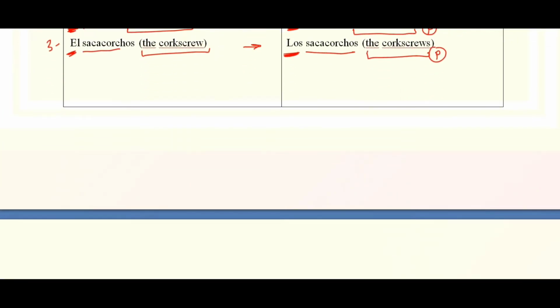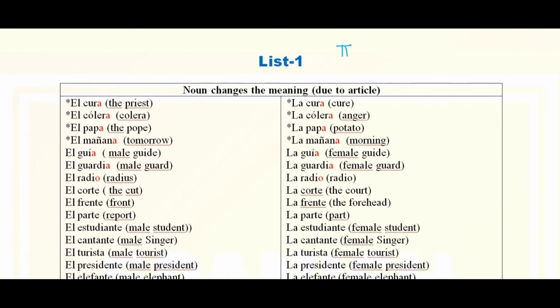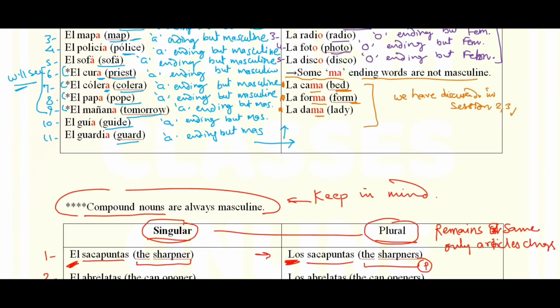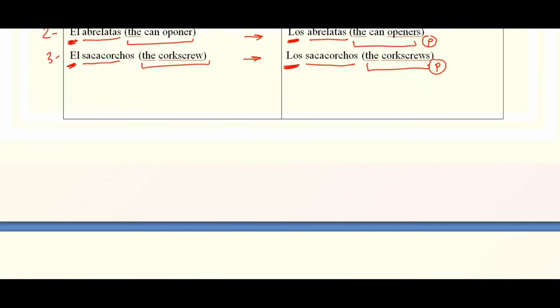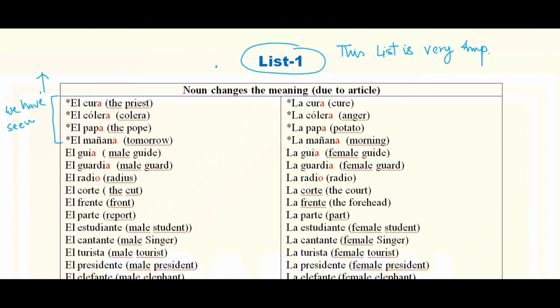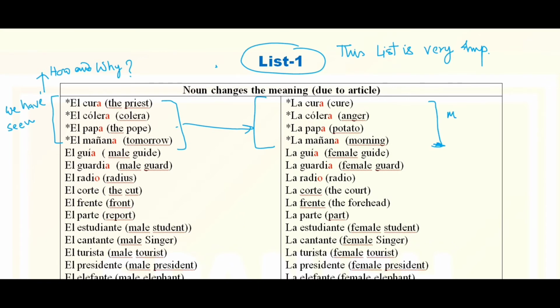Now we will see list 1. In list 1 we can see different examples where we have the same noun on both sides, but we have different articles, and due to these articles the meaning of the noun changes. These 4 examples we have seen earlier. Now we are going to look at how and why. Only the articles are changing and we have different meanings.